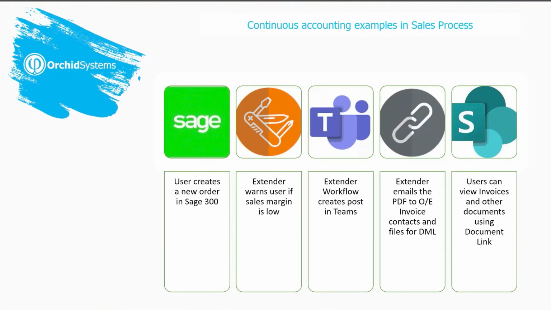Our scenario demonstrated how we can use Extender, Notes, and Document Management Link to integrate Sage 300 order entry in real time to other applications such as network folders, SharePoint, Microsoft Teams, and automate key tasks for a more efficient sales and accounting process. Let's now look at how Extender can support continuous accounting in the purchasing process.